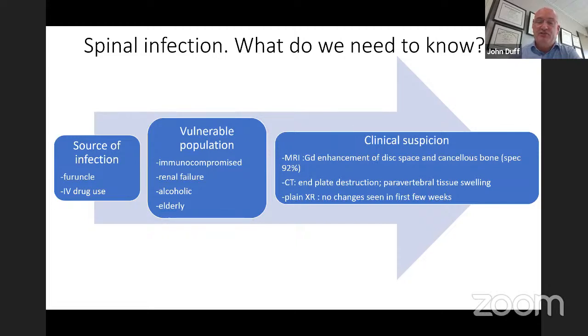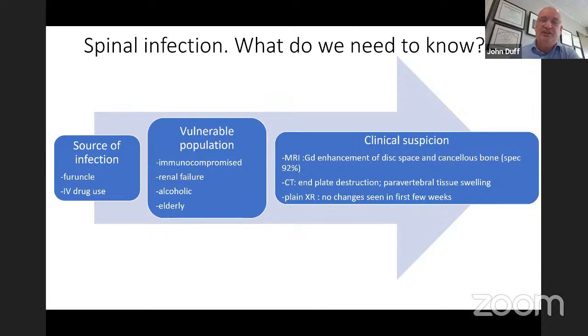And the important thing is when you have a clinical suspicion, and it's very important that an unexplained back pain, you have a suspicion for this, the investigation of choice is MRI scan. And when you see on MRI that you have gadolinium enhancement centered on the disc space and on the cancellous bone, you can be pretty sure that this is very likely to be an infection.